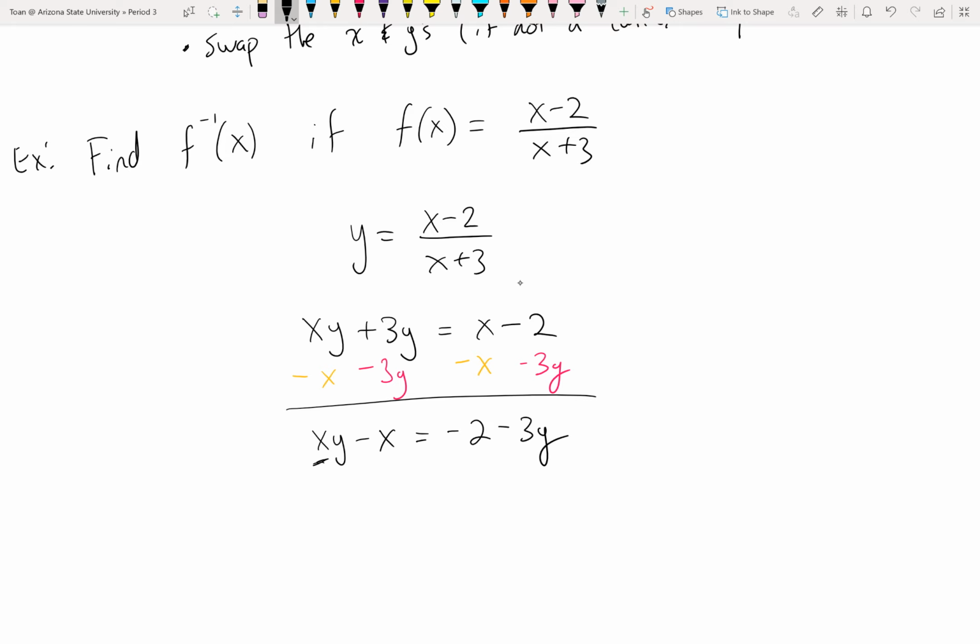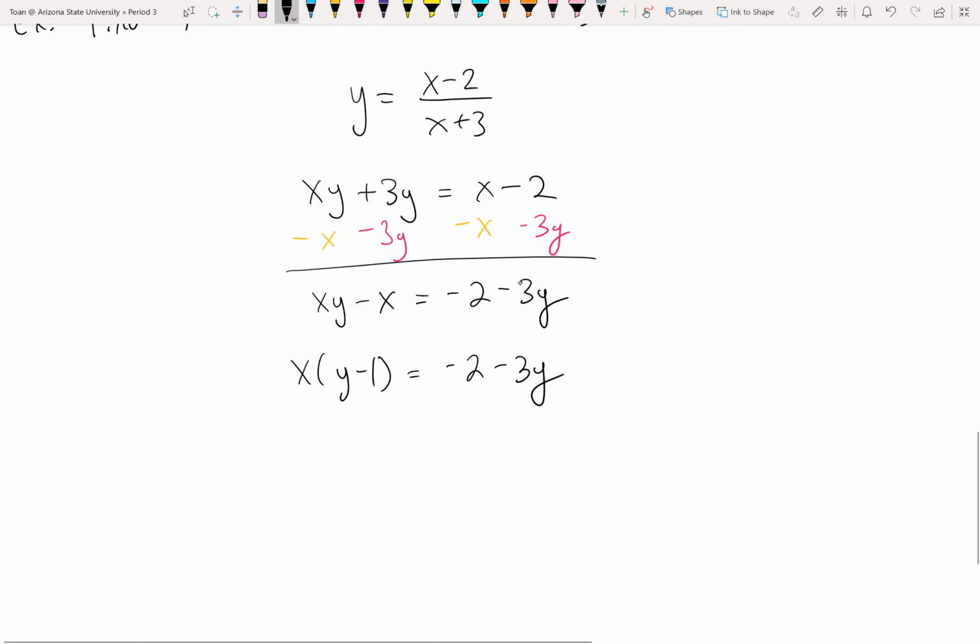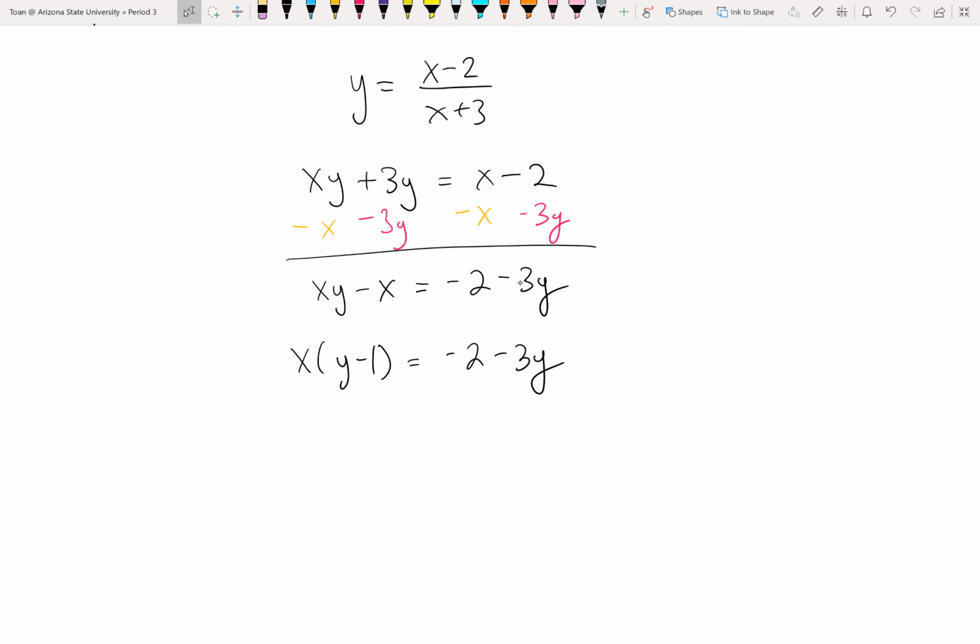So here are the x's that I want, right? So I have two terms that contain the variable that I want, but I can't combine them because they're not like terms. I need to extract the x out. The technique, whenever you have multiple terms, is to factor. And then last but not least, it should be very easy to solve for x now. Divide out that parentheses. x equals negative 2 minus 3y over y minus 1. Okay. For all intents and purposes, that is the inverse.